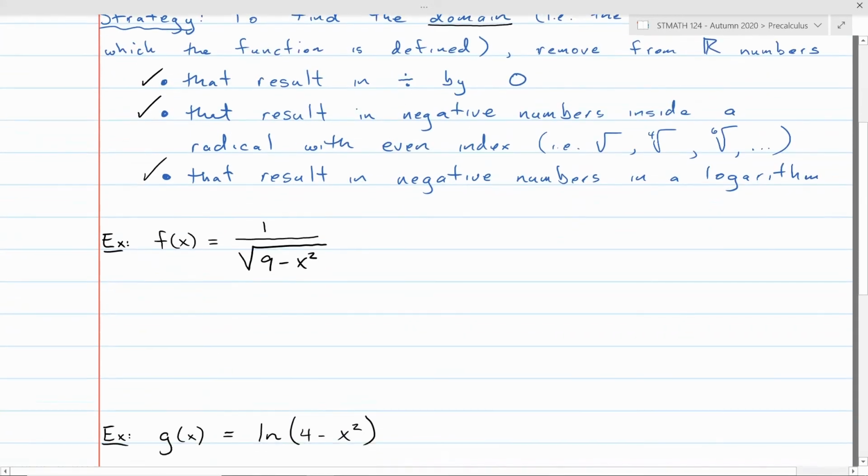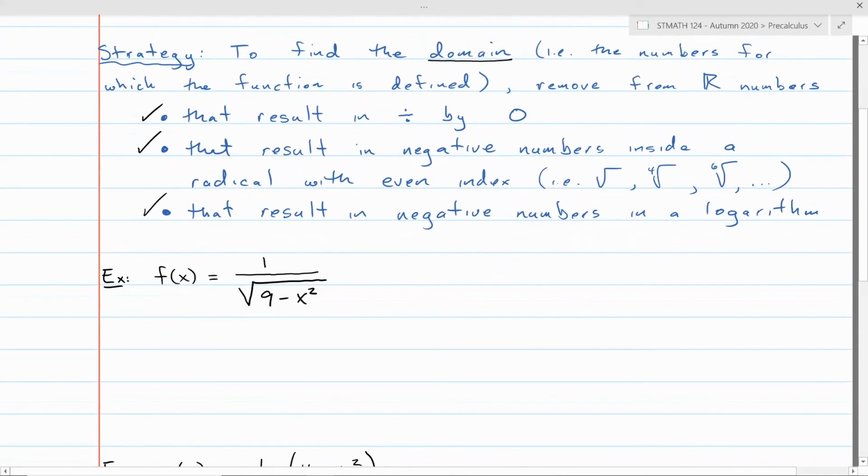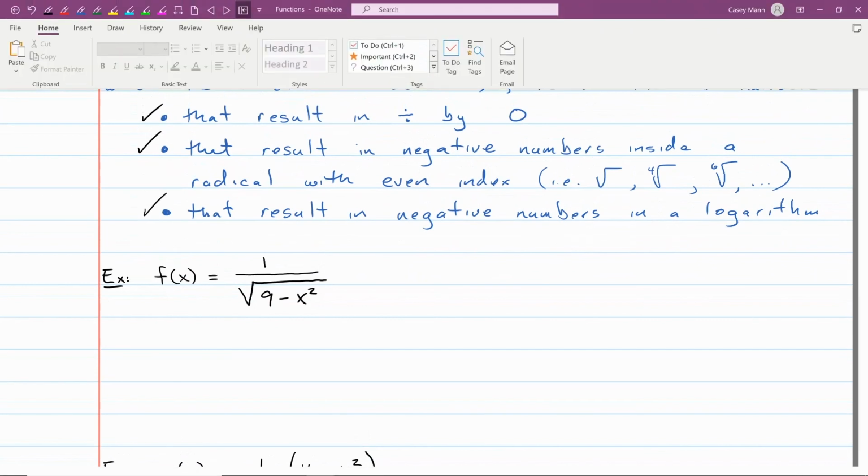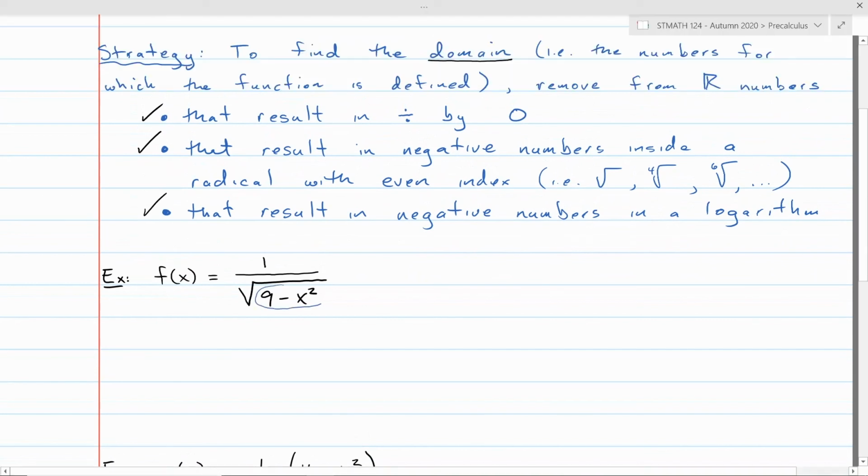So let's look at this first function. f of x equals 1 over the square root of 9 minus x squared. You look at what's going on in the denominator, and you see that you've got 9 minus x squared inside that radical. So you need 9 minus x squared to be greater than or equal to 0, so you don't get a negative number in the radical. But you also have a fraction here, and you don't want to get 0 in the denominator. So you also need 9 minus x squared greater than 0, not equal to 0, so that you don't divide by 0. So putting that together, you need 9 minus x squared greater than 0.